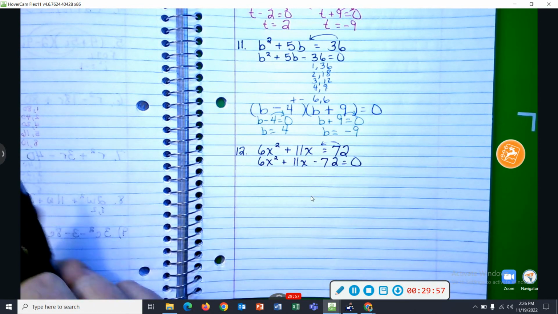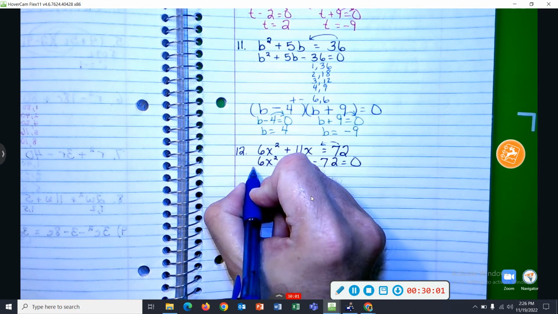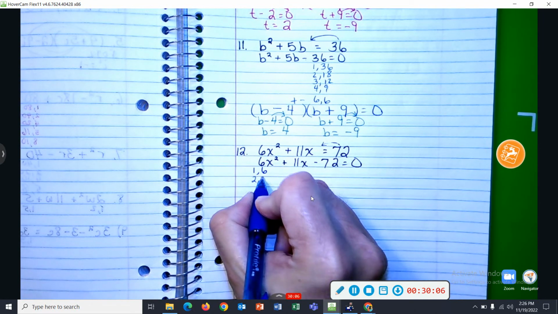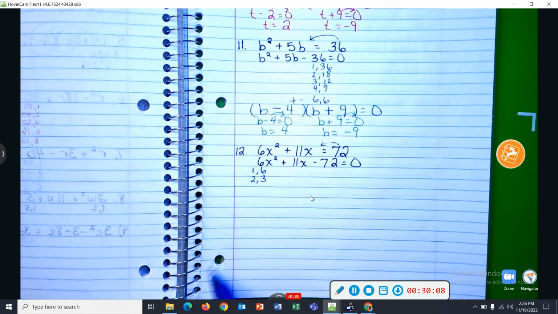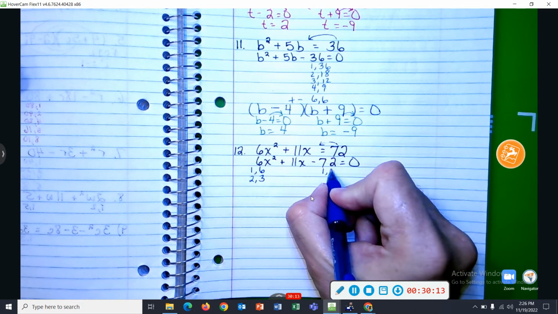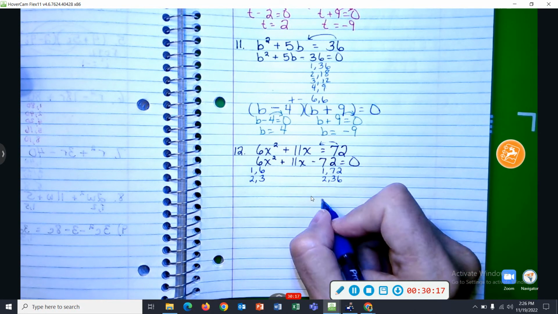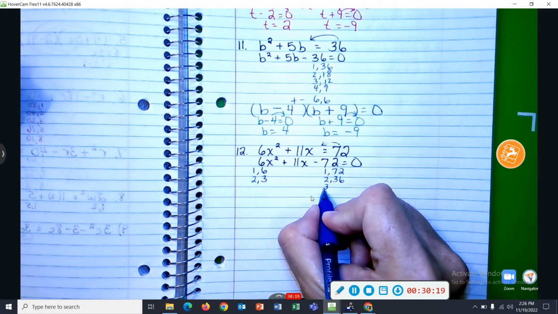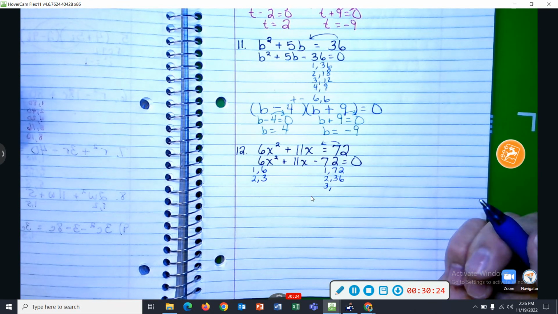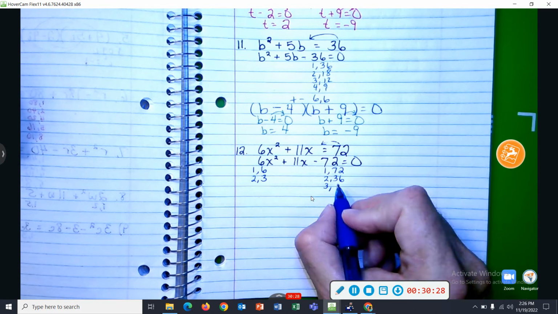And this is not a simple trinomial. There's a number in front of that x squared. So numbers that multiply together to give 6: 1 and 6, 2 and 3. Ooh, a lot of numbers multiply together to give 72. 1 times 72, 2 times 36. Let's see, what's 72 divided by 3? Is it 24?